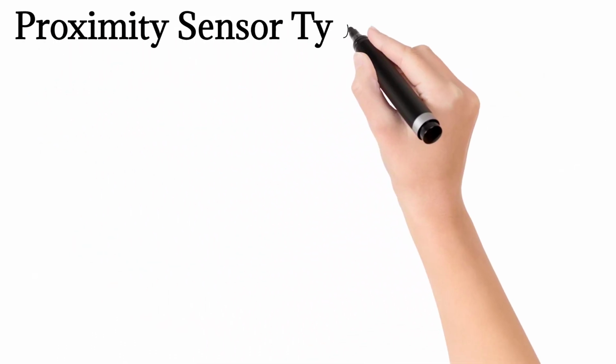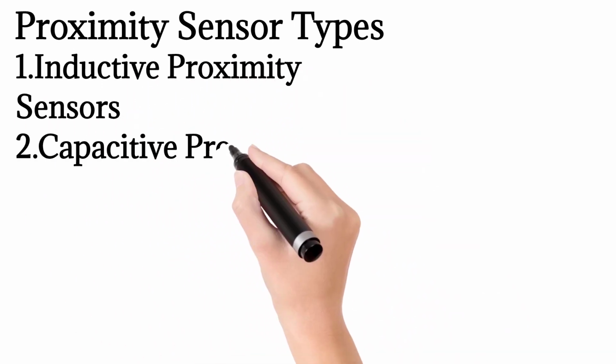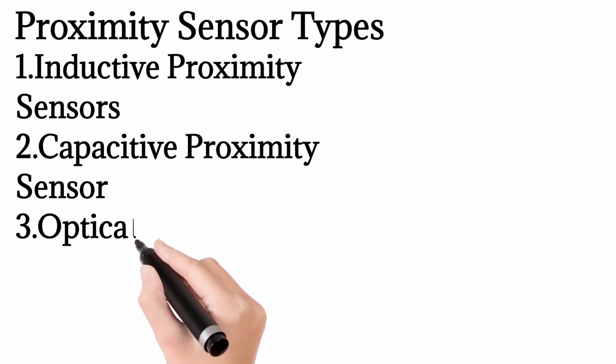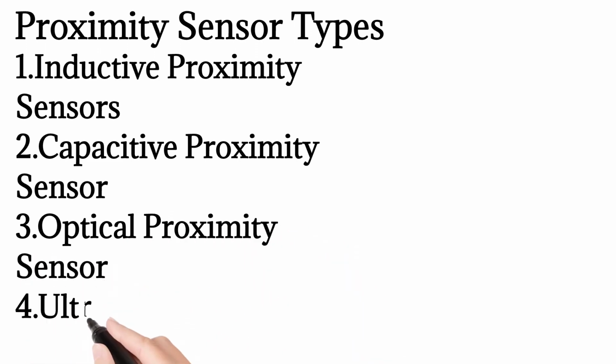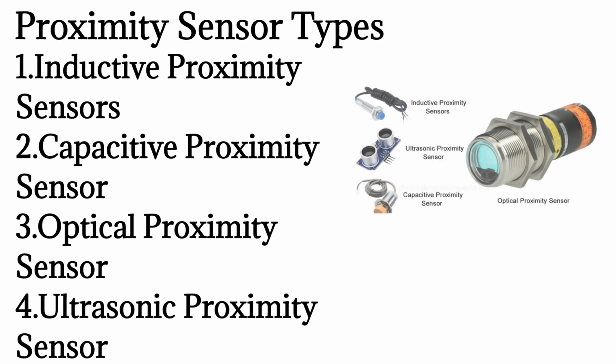Proximity sensor types. 1. Inductive proximity sensors. 2. Capacitive proximity sensor. 3. Optical proximity sensor. 4. Ultrasonic proximity sensor.